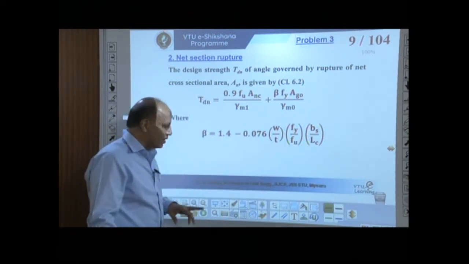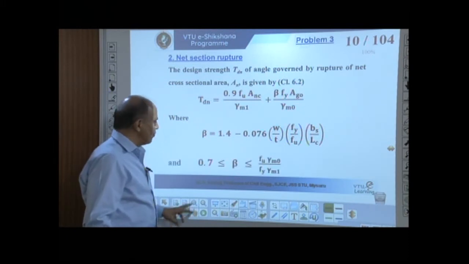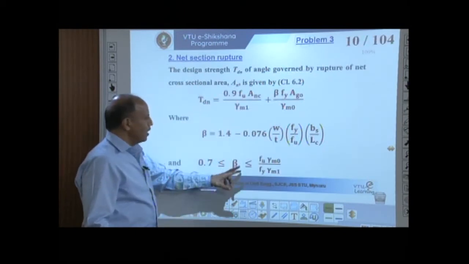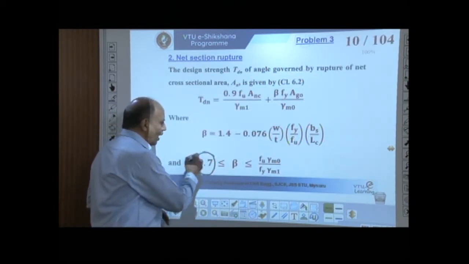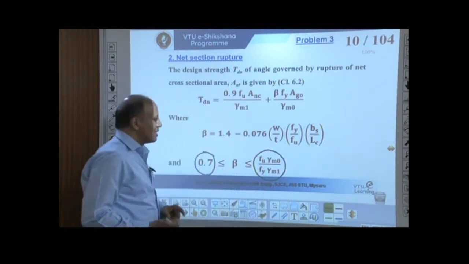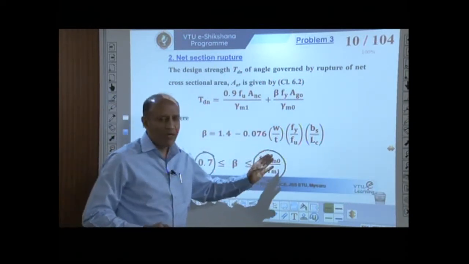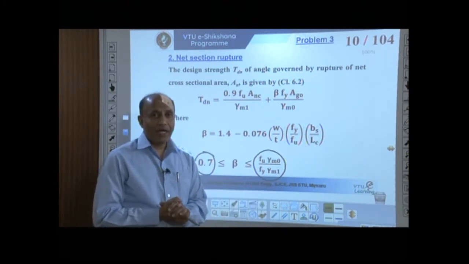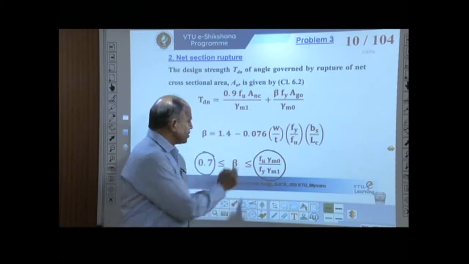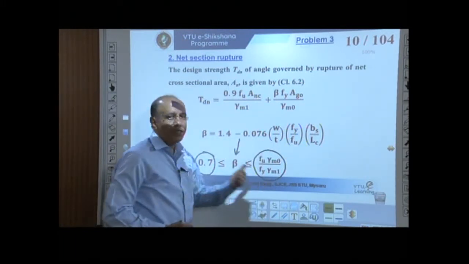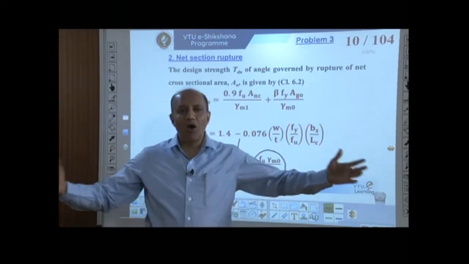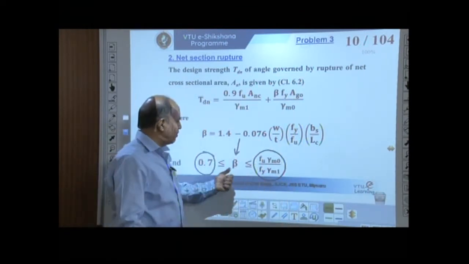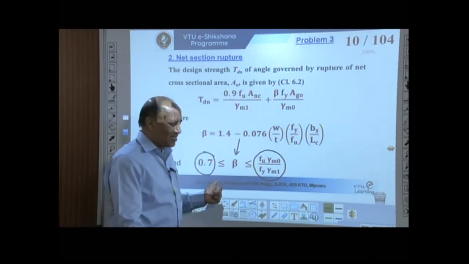One important thing that you need to understand is that whatever value we compute with this particular expression should lie between these two values. There is 0.7, and you have to compute this value: fu into gamma m0 by fy into gamma m1. You have to ensure that whatever value you compute here lies between these two. If it falls outside that, then you have to restrict it. Am I clear? So, the maximum upper value of beta is this, and the minimum or lower value of beta is this particular value.